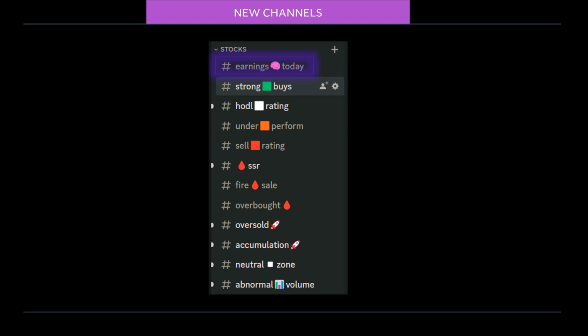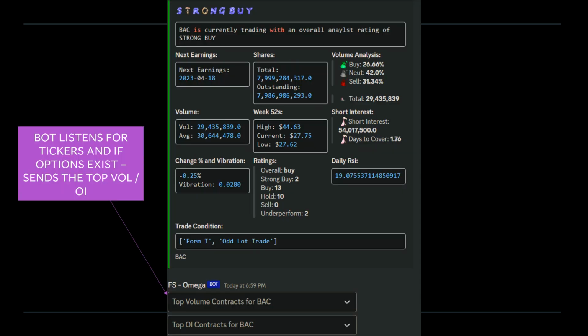This is the gist of the new channels that we have right now. And the ones I'm going to go over that are ready to go over are the earnings today, strong buys, hold rating, SSR, fire sale, overbought, oversold, accumulation, neutral zone, and abnormal volume. So a lot of these are self-explanatory. I just wanted to briefly explain what the data metrics represent and what they are intended to display. So let's go ahead and look at strong buy.